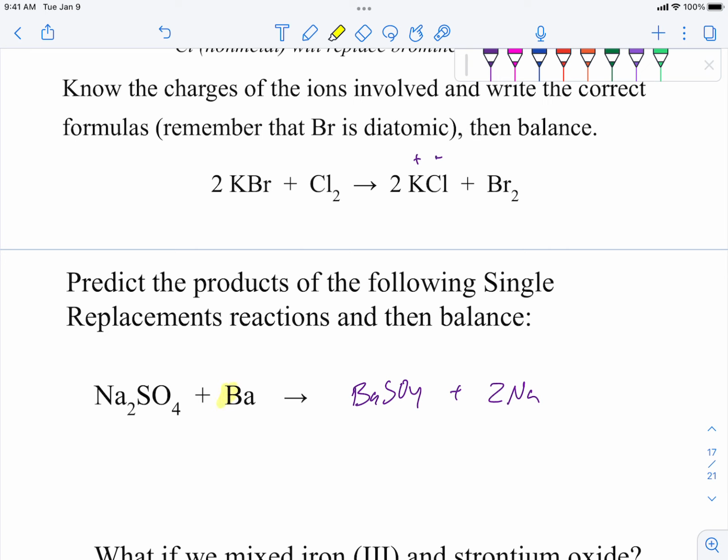So in this case, barium is a metal, sodium is a metal. Sodium will get pushed out. Barium is a +2, sulfate is a -2, and sodium on its own has no charge.